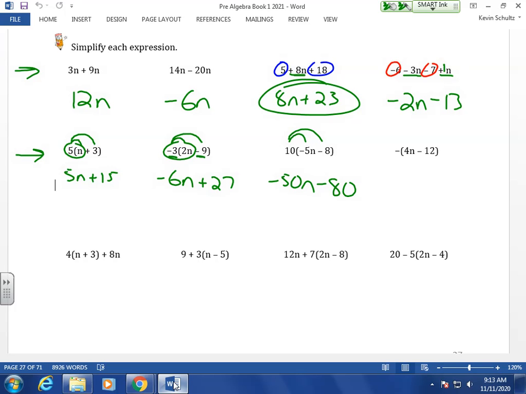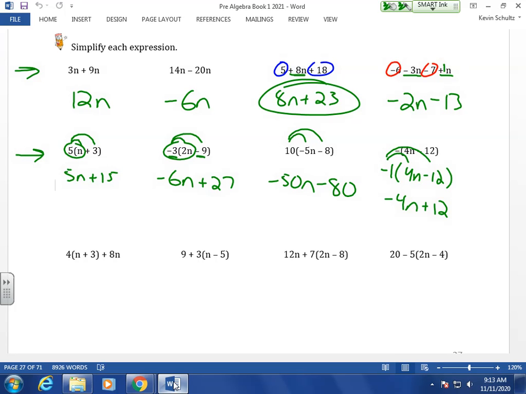And the last one, I do remember talking about this one. That negative sign out in front is really just a negative 1. So when you distribute that negative 1 in, all that really happens is the signs of the terms within your parentheses change. The numbers don't, because they're just multiplying by 1, but because it's negative 1, positive 4n becomes negative 4n, negative 12 becomes positive 12. Questions on the distributive property?